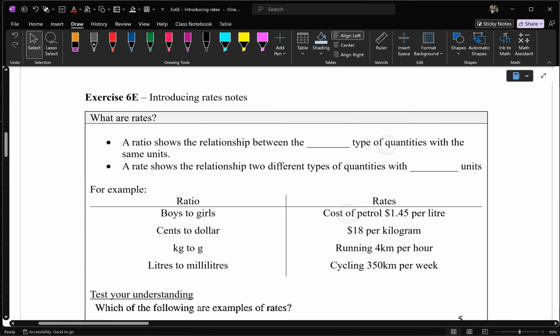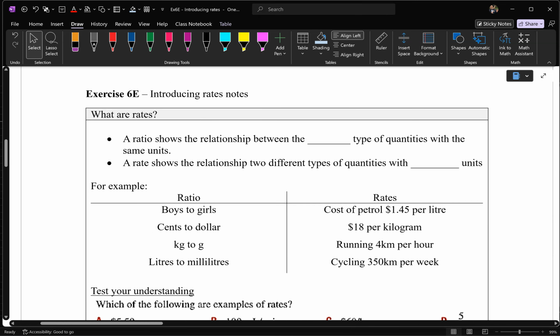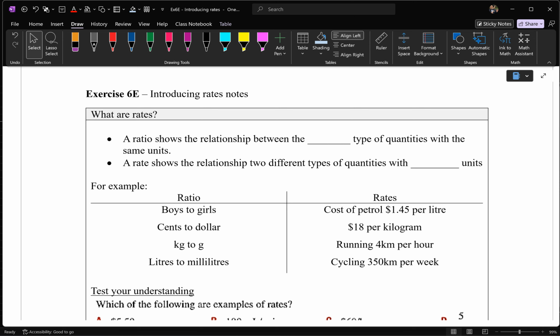Hi there, you rates. In this video here, we're going to be going through exercise 6E, where it's an introduction to rates. And so this exercise is very straightforward. Your goal is to simply tell the difference between a rate and a ratio. So what's a ratio again?